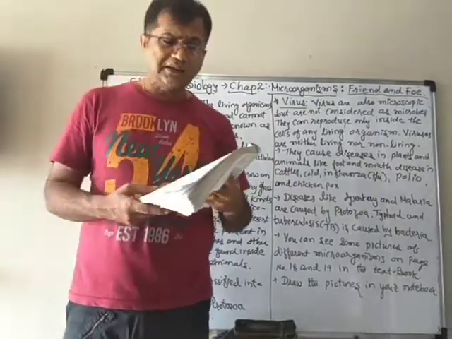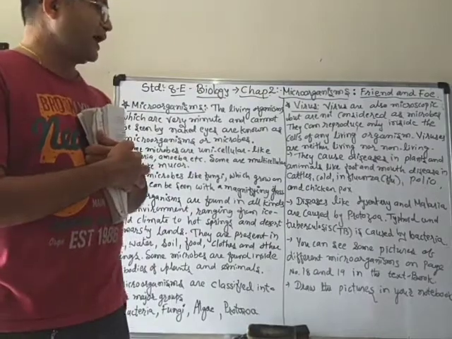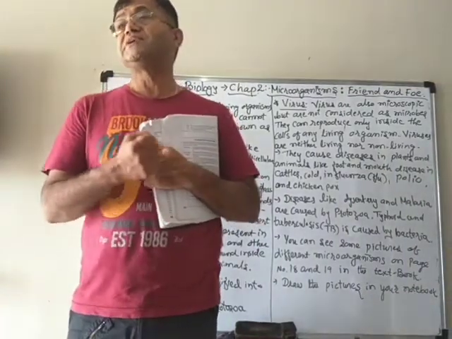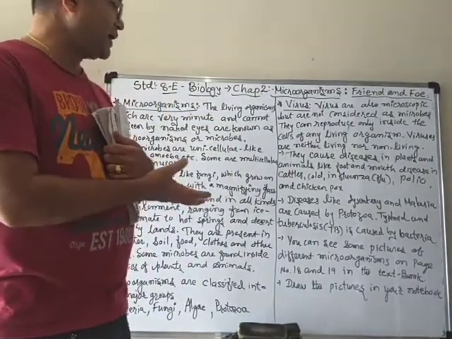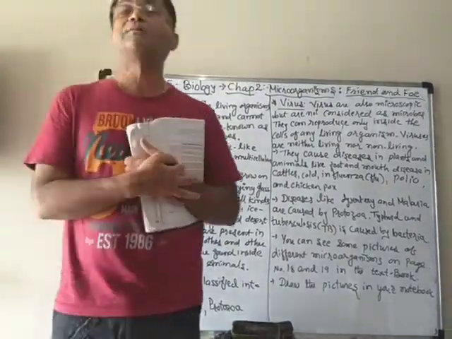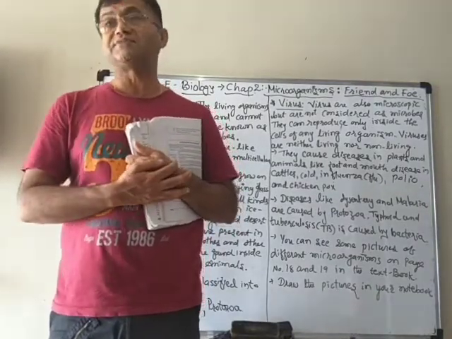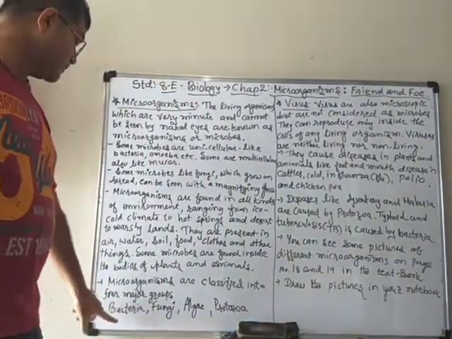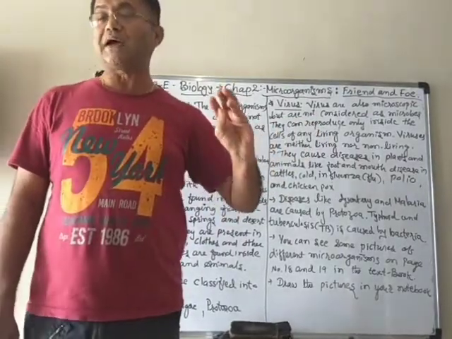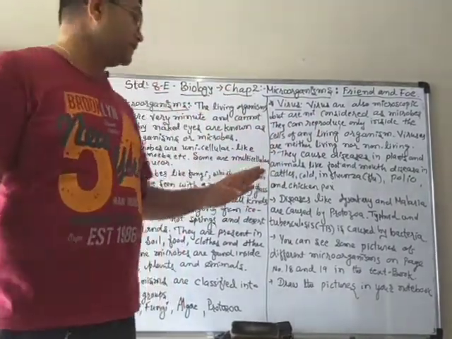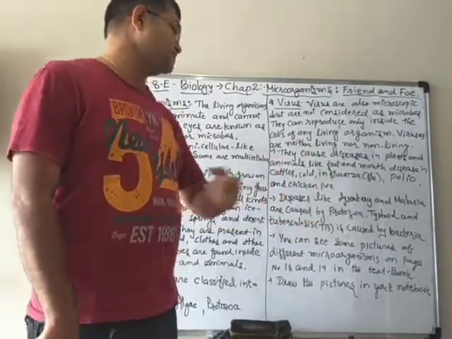And there are some other microorganisms also there, as I told you, and they also cause disease, like dysentery and malaria. They are caused by protozoa. Protozoa are also microorganisms, like we saw: bacteria, fungi, algae, and protozoa. So protozoa are also one kind of microscopic organism that can cause different types of disease like malaria, dysentery, etc.